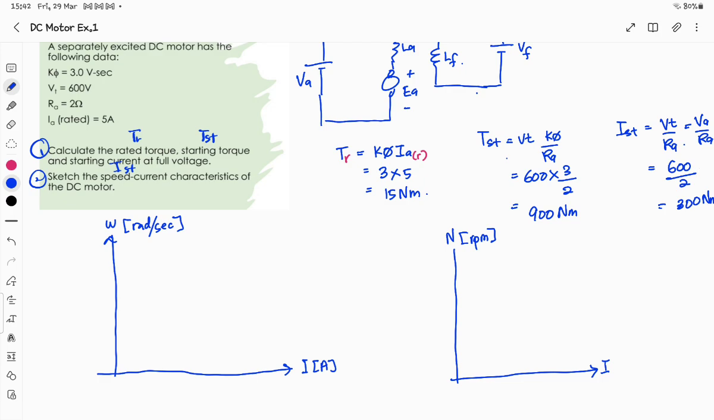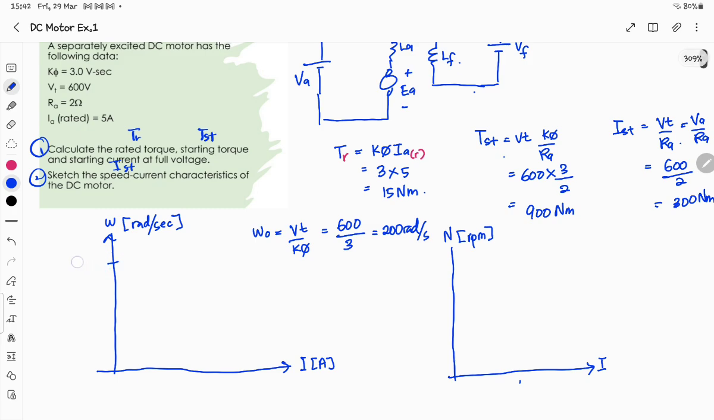how to sketch. For speed, you need to know what the no load speed value is. The no load speed value is VT over kV. So your VT is 600 volt over kV here, 3 volt second, and you will have 200 radian per second. So let's say I just put this 200 here. This will be your omega naught.